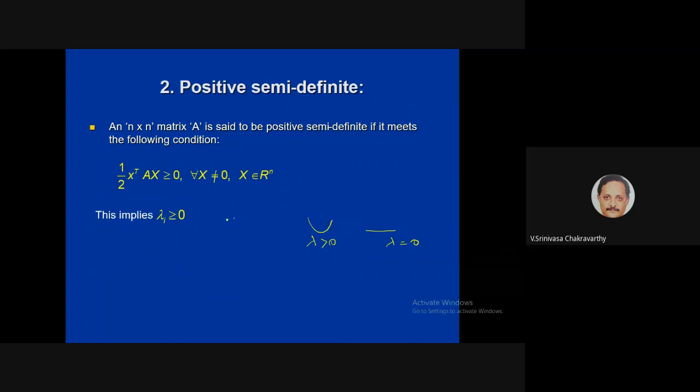Then there is a slightly relaxed concept where you say that it doesn't have to be strictly positive, but it can be positive or zero. So this is called positive semi-definiteness. The matrix is said to be positive semi-definite when the function x transpose Ax is greater than or equal to zero for all x not equal to zero. So this happens when lambda i are all greater than or equal to zero for all i. Okay, so that means for the lambdas which are positive, the corresponding dimension goes up like this. For lambda equal to zero, the corresponding dimension is flat.